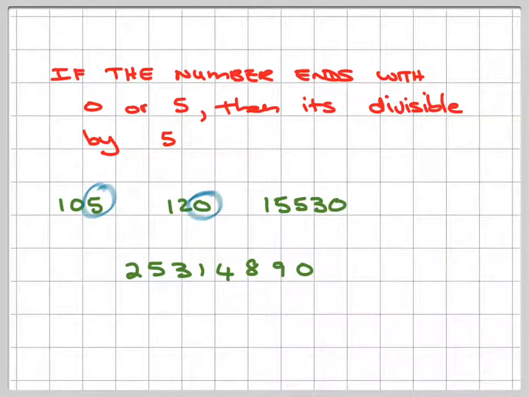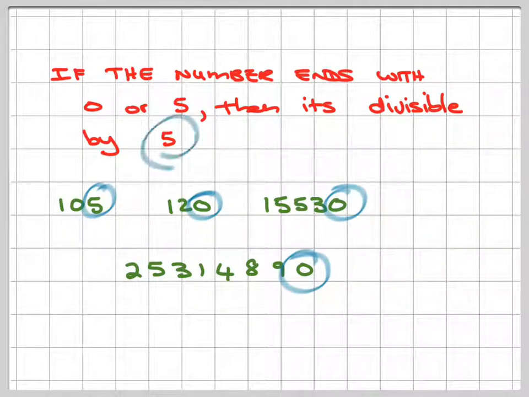120, there's a 0. This number ends in a 0. This number ends in a 0. So 5 will be one of the factors.